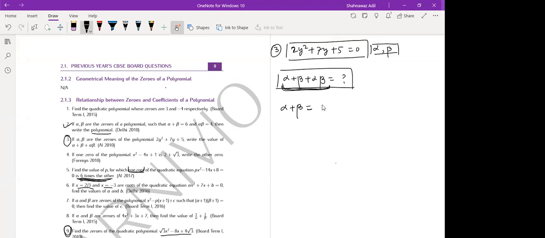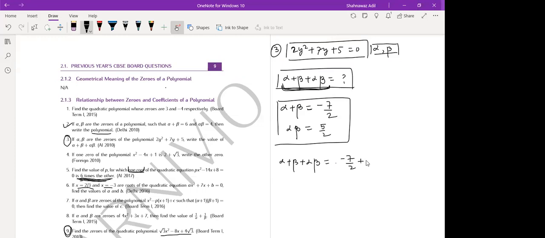Good. So this is minus 7 by 2, right? And this is 5 by 2. So then we can just add these two, right? Alpha plus beta plus alpha into beta is minus 7 by 2 plus 5 by 2. So this is minus 7 plus 5 by 2, which is minus 2 by 2, which is minus 1. Good. Yes, sir. Okay, so I will give you one homework and then we'll end the class, right?